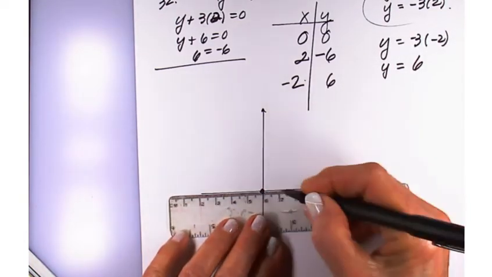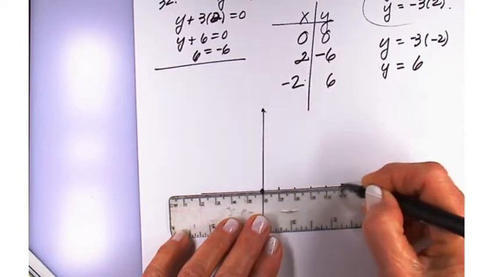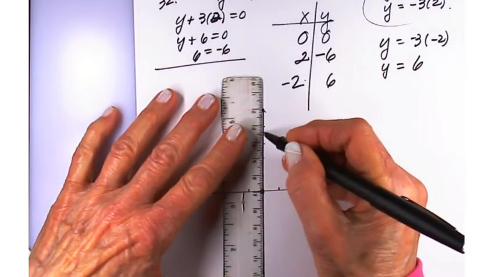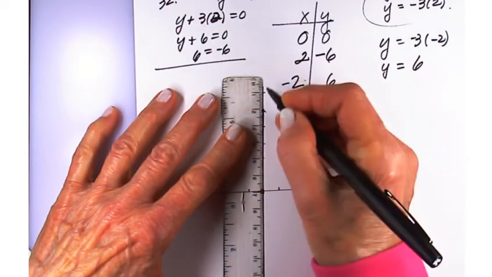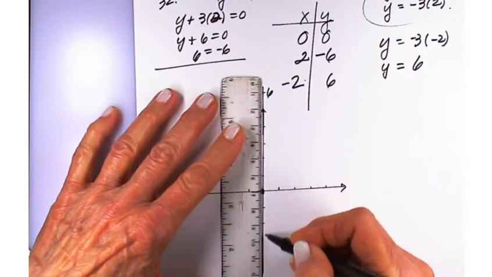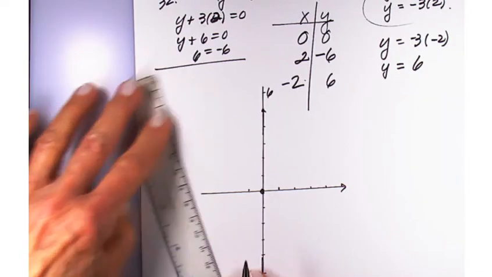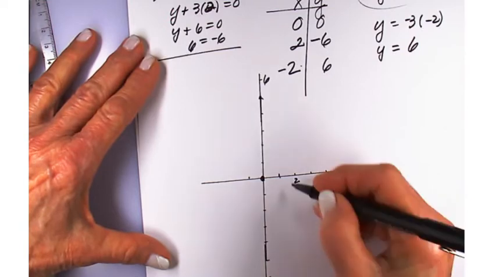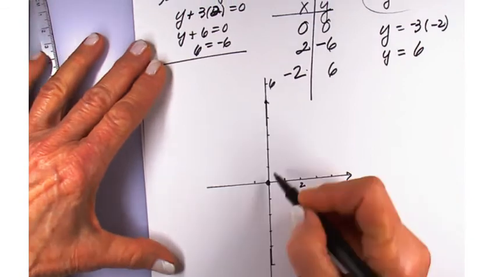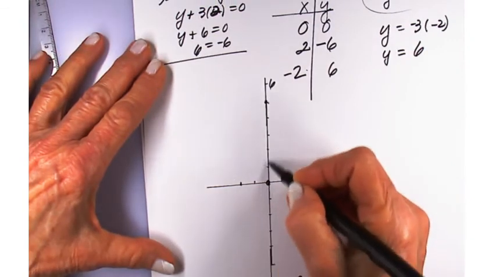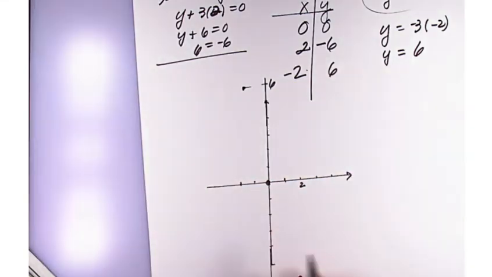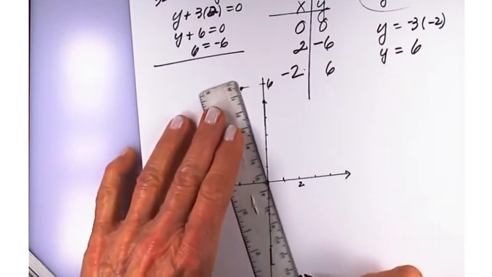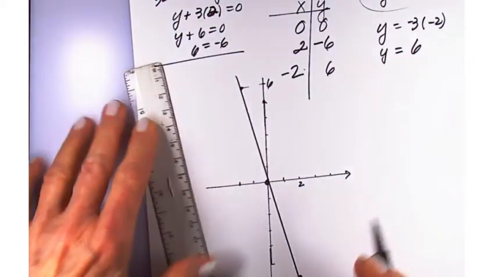1, 2, 3, 4, 5. I don't need all those. So 1, 2, 3, 4, 5, 6, that's a positive 6, and we need negative as well. 1, 2, 3, 4, 5, 6. So here I have the origin, 2 to the right, down 6, right here, minus 2, go up 6, we're up here. I know that my origin is correct. This is a little bit off. There we go. It has to go through all 3 points, everybody.